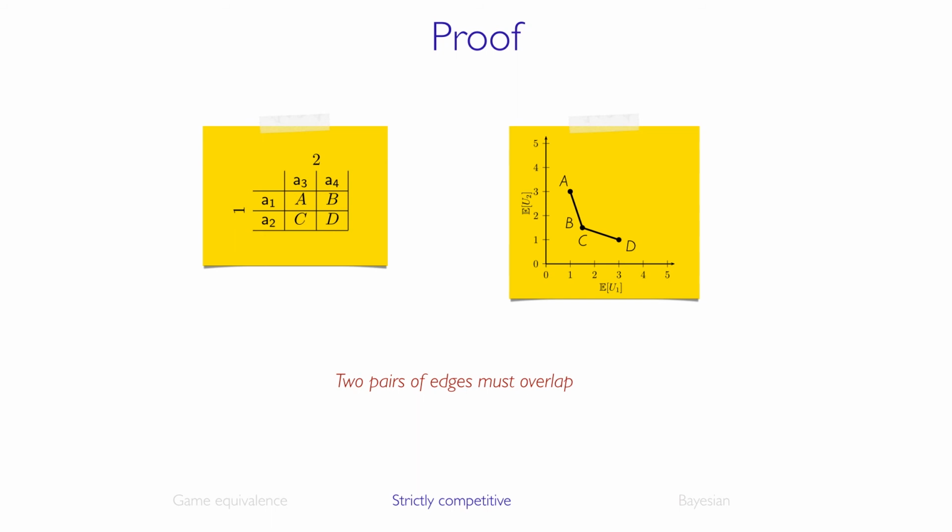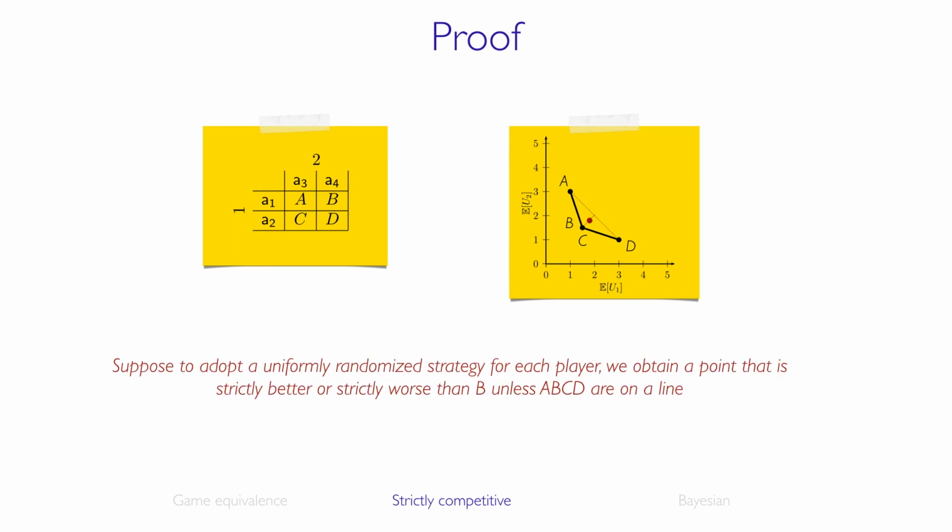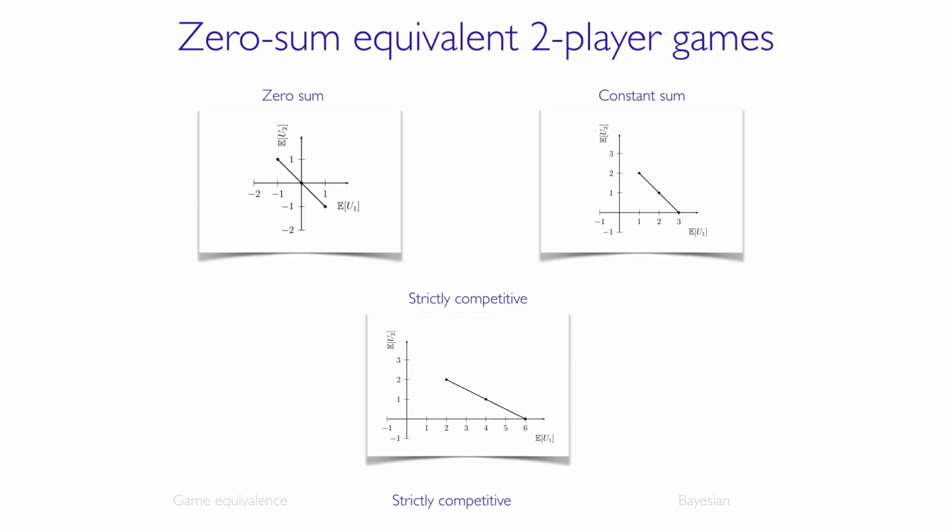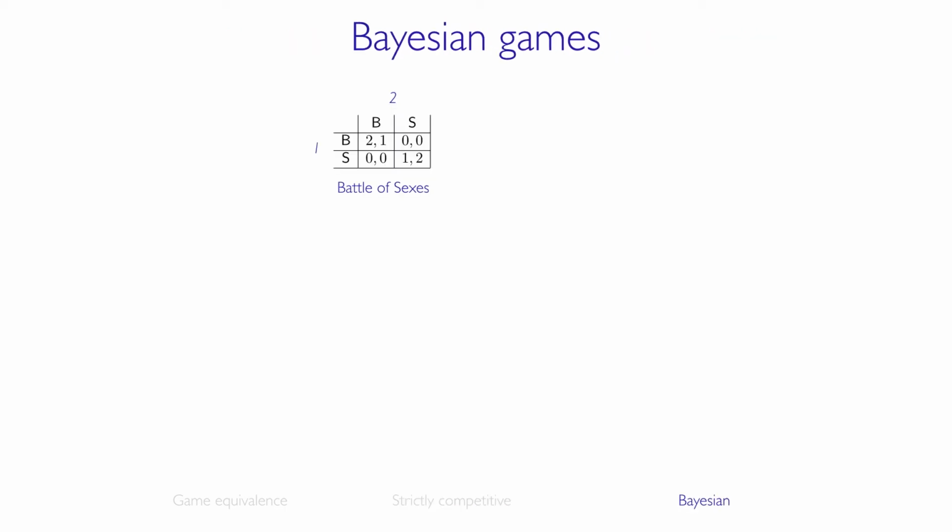However, this is not sufficient. Indeed, if we consider the uniform mixed strategies, we have that there exists always a point that is strictly better or strictly worse than B in the figure, unless A, B, C are on a line. So, with two players, zero-sum games are equivalent to constant-sum games that are equivalent to strictly competitive games.